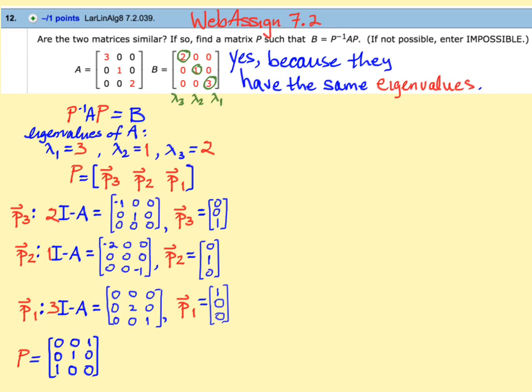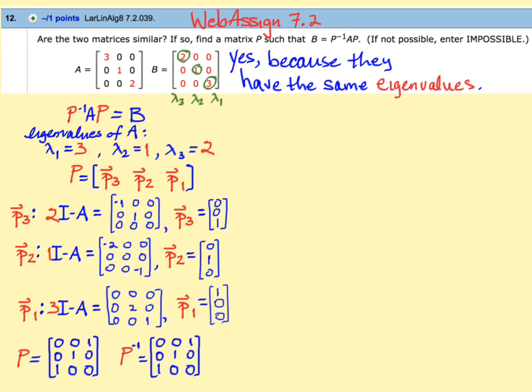And we see that P is an elementary matrix. Remember what an elementary matrix is. An elementary matrix is a matrix that is the result of a single elementary row operation performed on the identity matrix. So we can see that this one is the result of swapping row 1 and row 3 on the identity matrix. So what's the inverse of that? It's the same matrix. The inverse of swapping those two rows is swapping them again. So P inverse is the same as P.